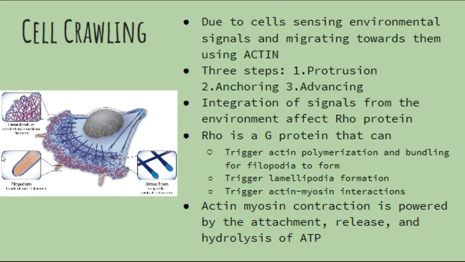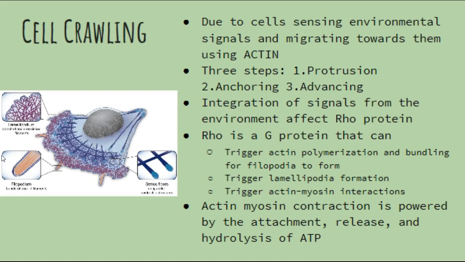Our next topic is cell crawling, which is very important because cells need to have the ability to move throughout the body, like white blood cells, for example. They need to be able to travel to different parts of the body when they're signaled to, which affects healing. Cell crawling is due to cells sensing their environmental signals and migrating towards them using actin. Cell crawling is done in 3 steps, which are protrusion, anchoring, and advancing.